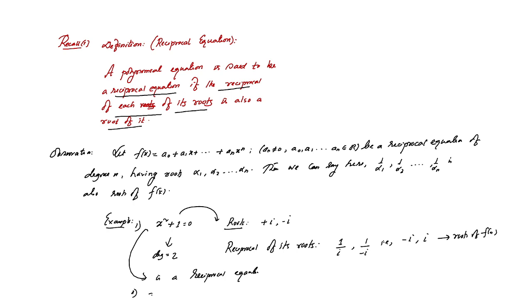Similarly, take the example x square minus 1 equals 0. The roots are 1 and minus 1. Taking the reciprocal of the roots, 1 by 1 and 1 by minus 1, that means 1 and minus 1 again, which are also roots. So this equation is also a reciprocal equation. So a reciprocal equation is one particular kind of polynomial equation where the reciprocal of each root is again a root of the equation.